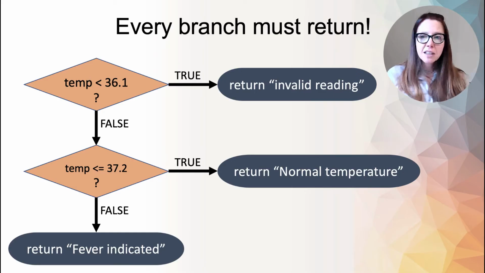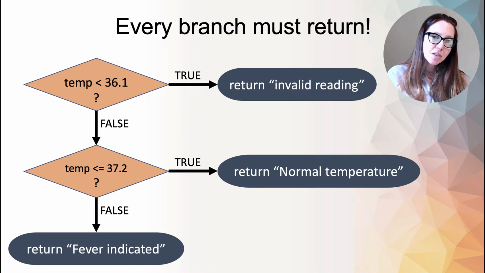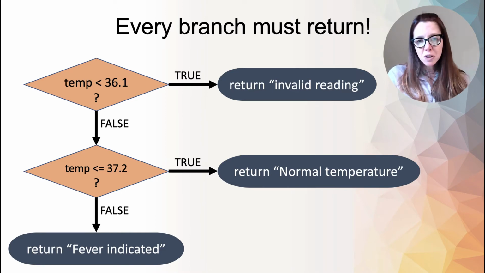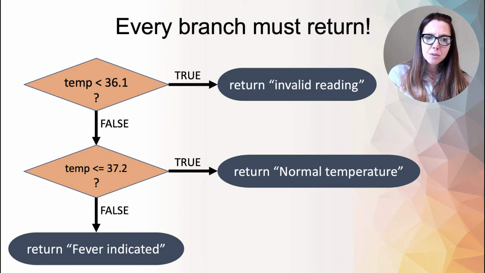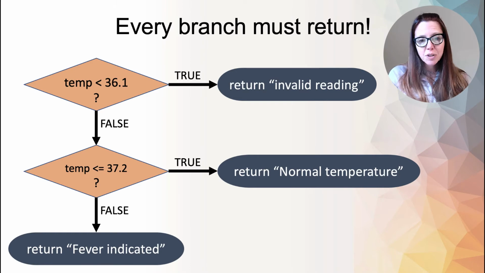A quick look at this in flowchart form is the following. If the temp is less than 36.1, we will return invalid reading. If it's not, we check again, is the temp less than or equal to 37.2? If so, return normal temperature. If not, return fever indicated.